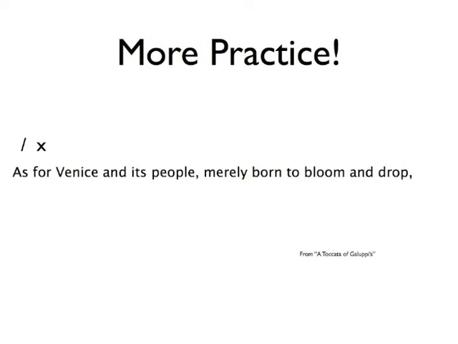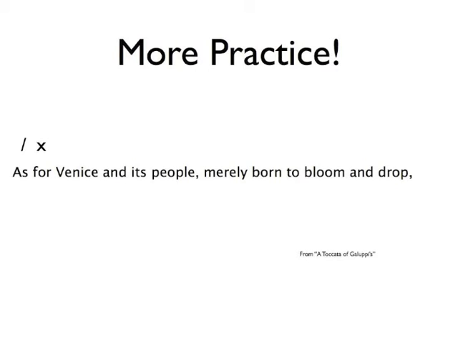Let's read it slowly again and see if we can just continue that pattern. More often than not, the first few syllables will be the pattern for the whole line. What happens if we read it slowly and emphasize the stressed and unstressed pattern a little? It would sound like this. "As for Venice and its people, merely born to bloom and drop." So it sounds like we might be onto something with the pattern. The only problem is that if we count up the syllables in the line, we end up with only 15.